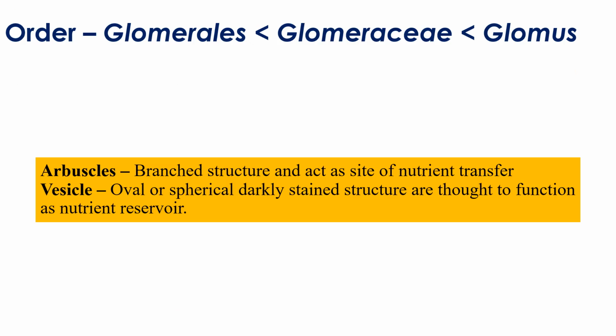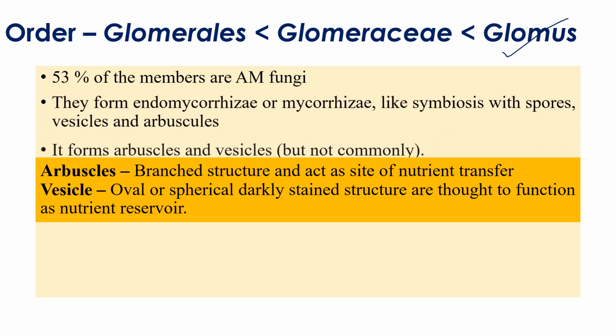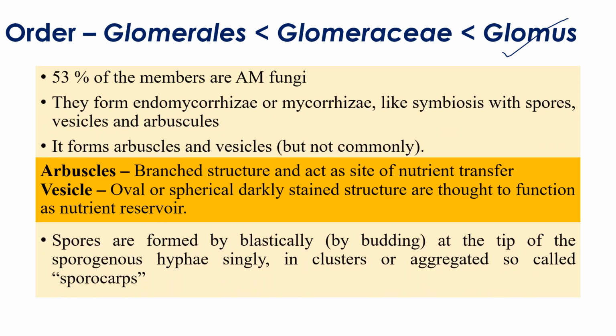So the next order is Glomerales. Of course, other important fungi are also there, but the most important fungus that we need to take into consideration is Glomus. Let's see some important features of this Glomeraceae. So coming to this Glomeraceae, 53% of the members that come under Glomerales are AM fungi, arbuscular mycorrhizal fungi, and they form endomycorrhiza.